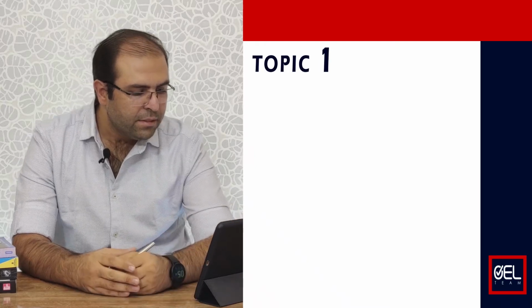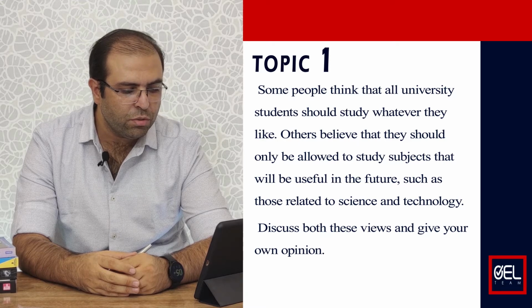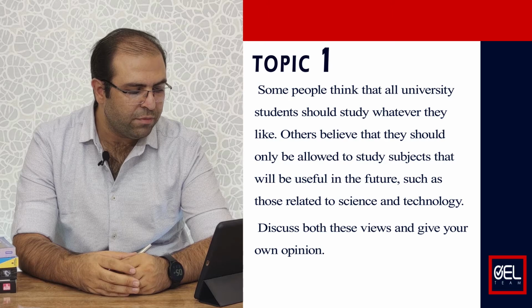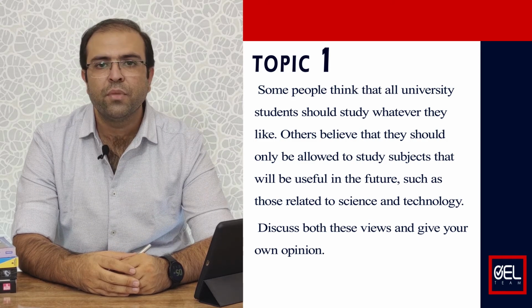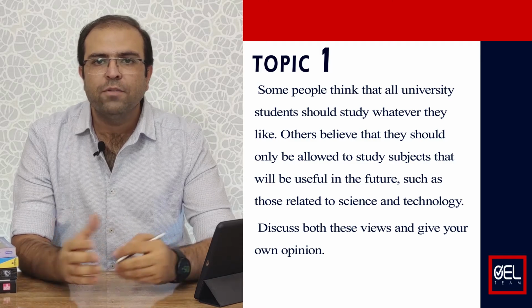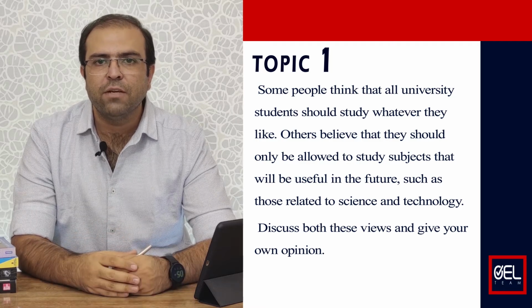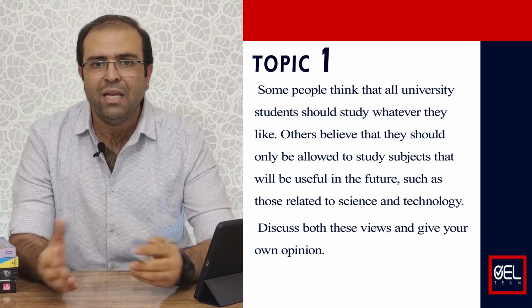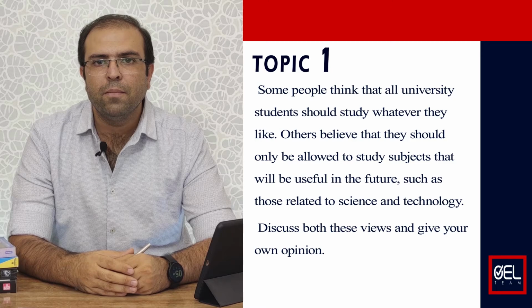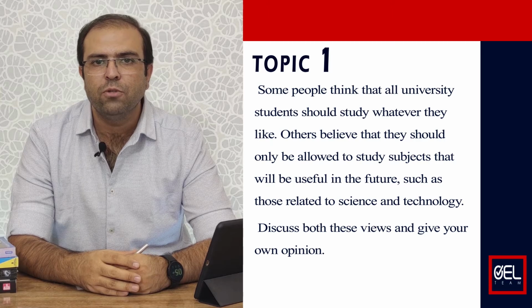Topic number 1. Some people think that all university students should study whatever they like. Others believe that they should only be allowed to study subjects that will be useful in the future, such as those related to science and technology. Discuss both these views and give your own opinion. As you see in topic 1, people have different views about subjects students choose to study. This is the take for granted part. There is no doubt about it, and all people agree with that. But the challenging part is some agree with students' freedom about subjects, and others think they should study useful subjects for the future.